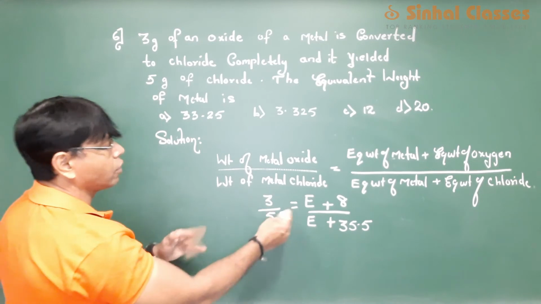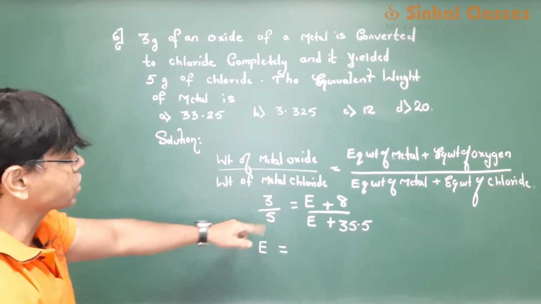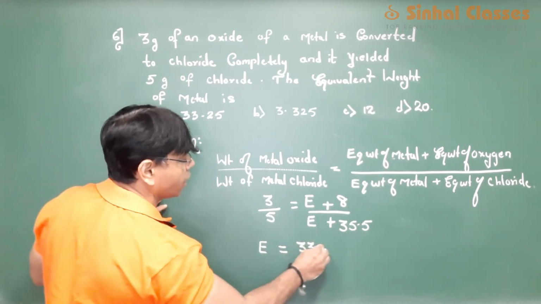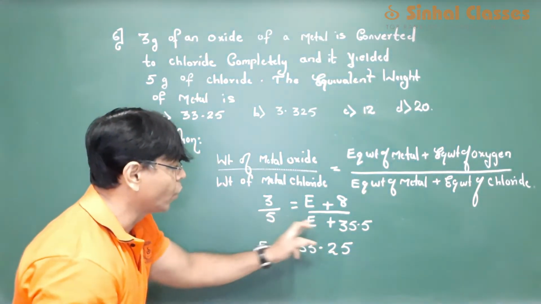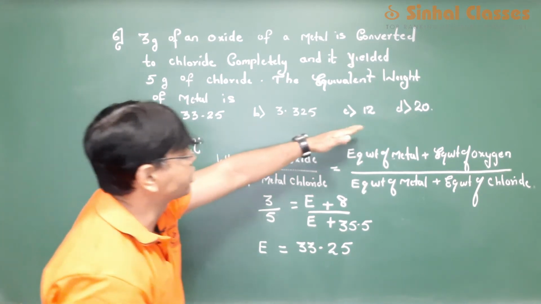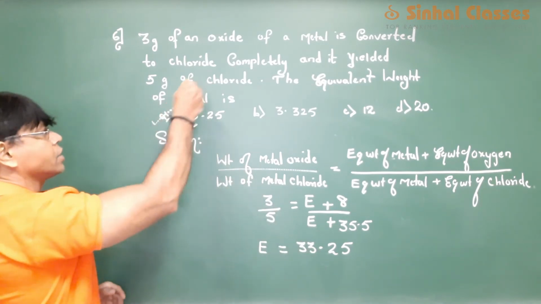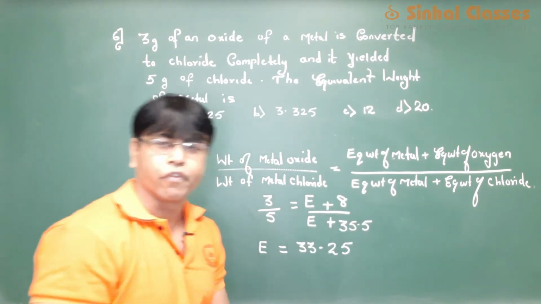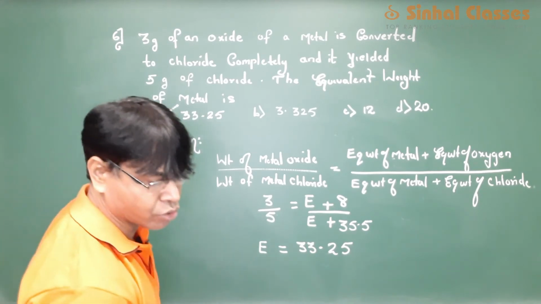Now just simply solve this and you get the value of E. When you solve this, the value of E will be approximately 33.25, near about. So you can make it out very quickly what the value will be. It can't be 3, it can't be 12, it can't be 20. So definitely the answer is A, 33.25. Question number 6. Now we go for the next question.